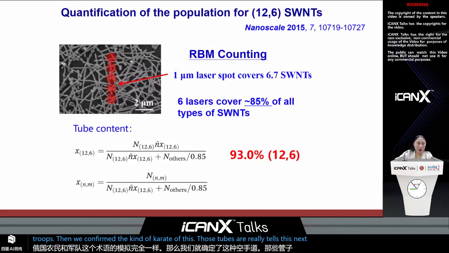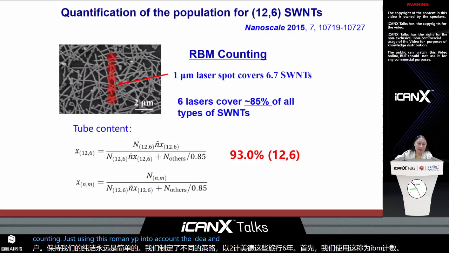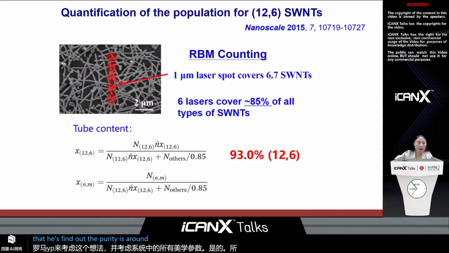Next is how pure is our sample. We developed different strategies to count the abundance of these (12,6) tubes. First, we used what is called RBM counting, just using this Raman mapping to count the RBMs and taking into account all these statistical parameters in the system. We finally find out the purity is around 93%.